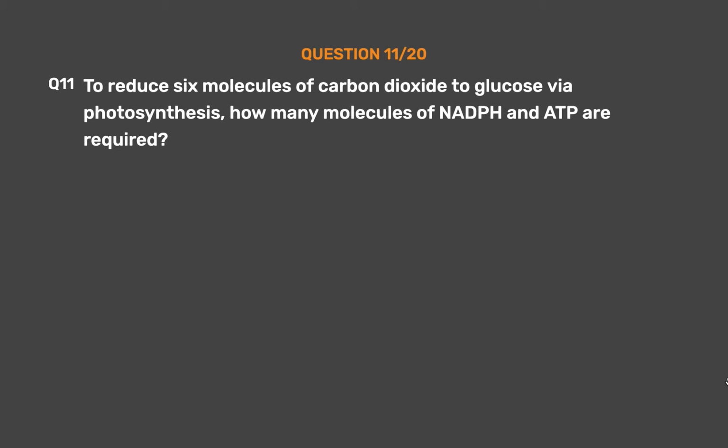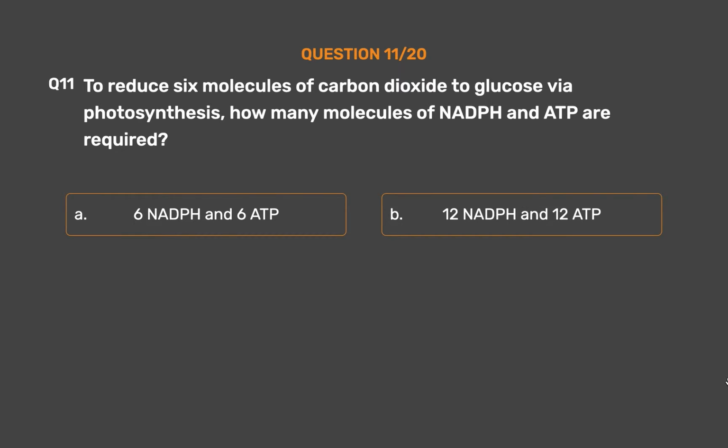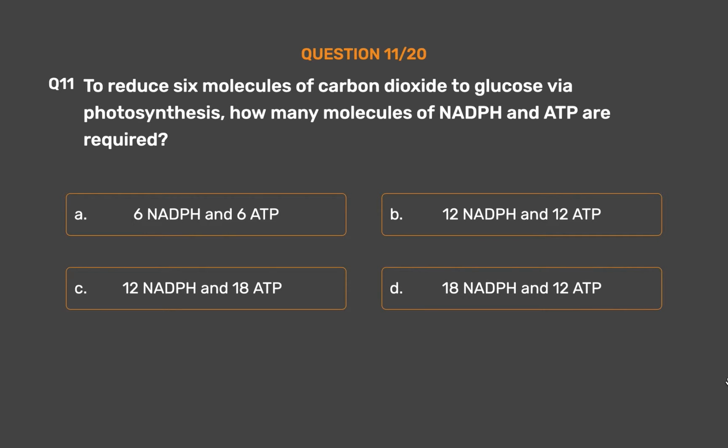Question number 11. To reduce 6 molecules of carbon dioxide to glucose via photosynthesis, how many molecules of NADPH and ATP are required? Option A. 6 NADPH and 6 ATP. Option B. 12 NADPH and 12 ATP. Option C. 12 NADPH and 18 ATP. Option D. 18 NADPH and 12 ATP.